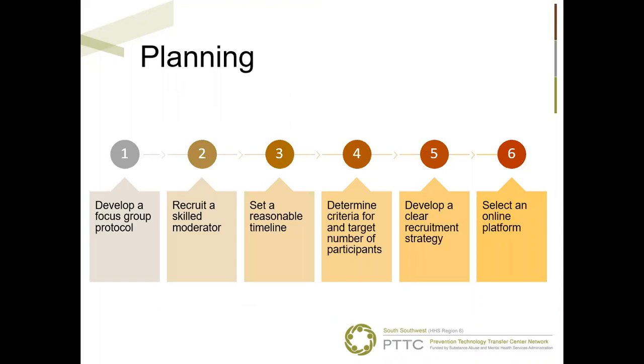So just to kind of sum up, if you're going to do a focus group, this is the planning process. Develop a focus group protocol, recruit a skilled moderator.